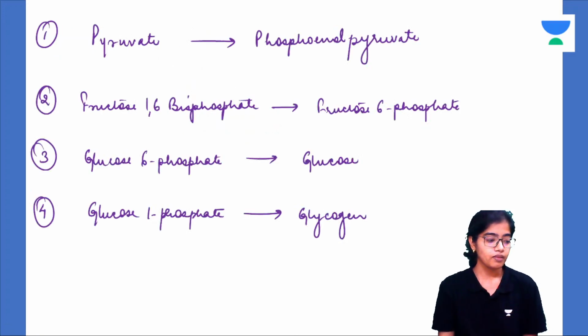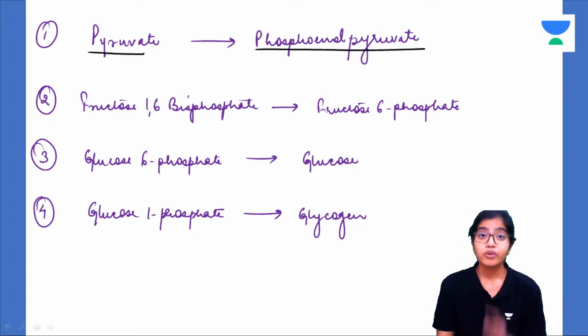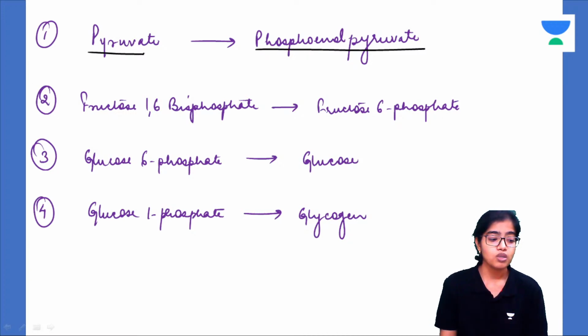Okay. Now, what are the important reactions through which glucose is produced in gluconeogenesis? Pyruvate changing to phosphoenol pyruvate. You remember in glycolysis, this was the irreversible step where phosphoenol pyruvate changed to pyruvate. The last step. The enzyme was pyruvate kinase.